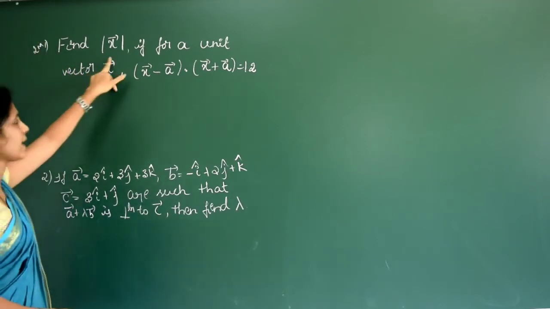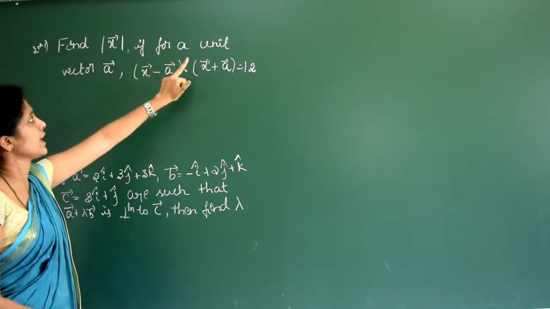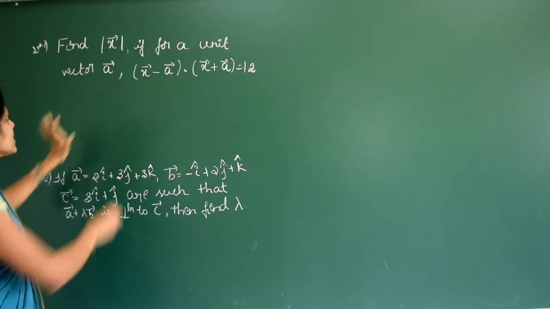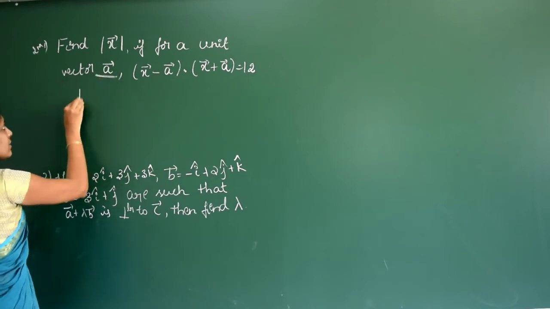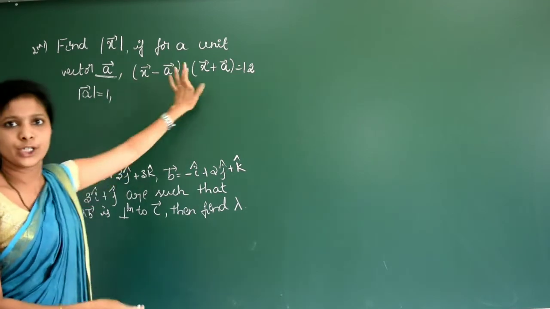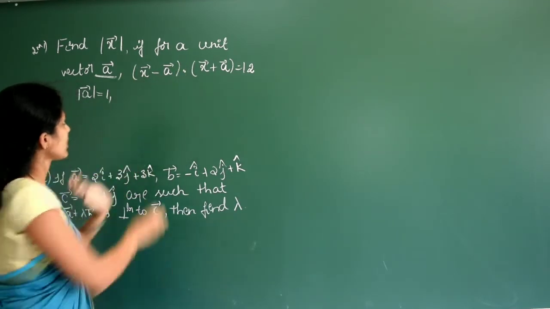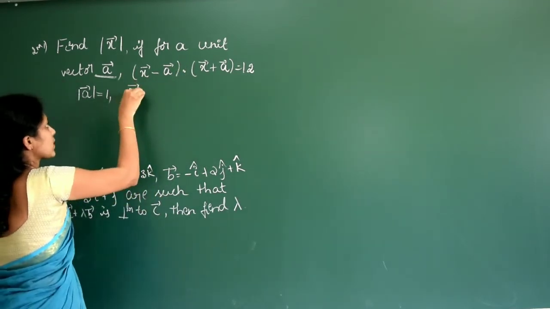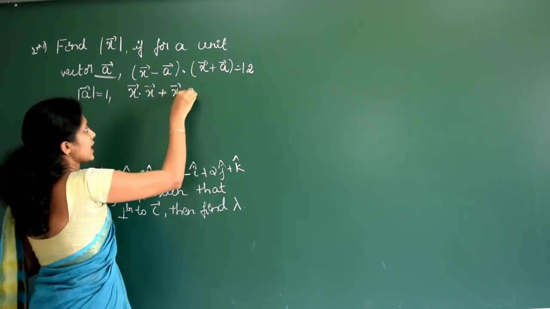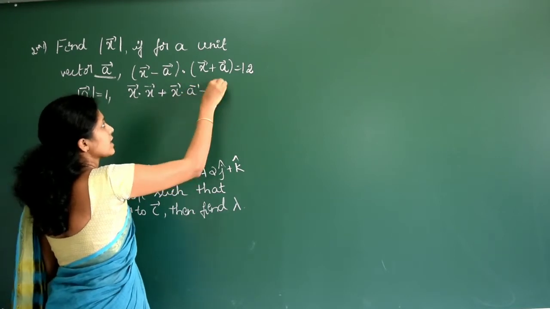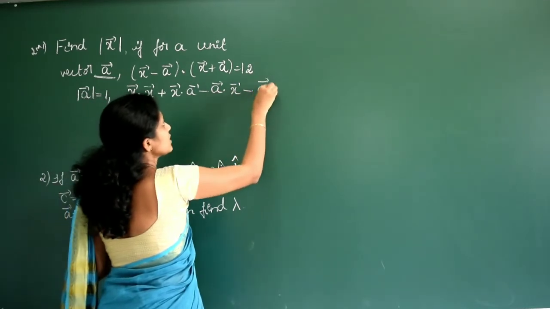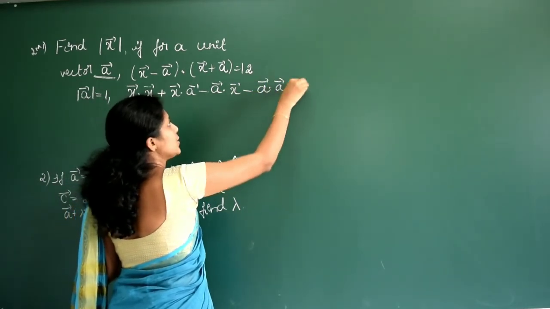Okay. Find magnitude of x vector if, for a unit vector A vector. See, a unit vector is nothing but magnitude of A vector will be equal to 1. Now here we need to find the dot product. X vector dot x vector. So don't skip any step. X vector dot x vector plus x vector dot A vector minus A vector dot x vector minus A vector dot A vector, right? So this is equal to 12.